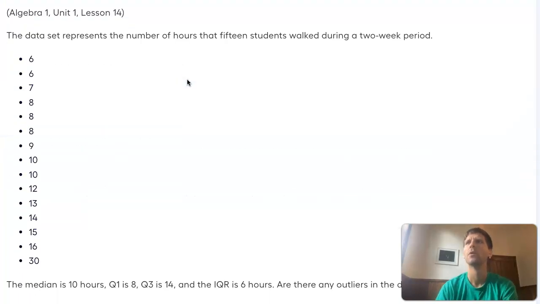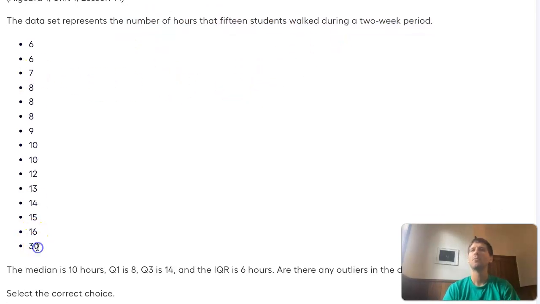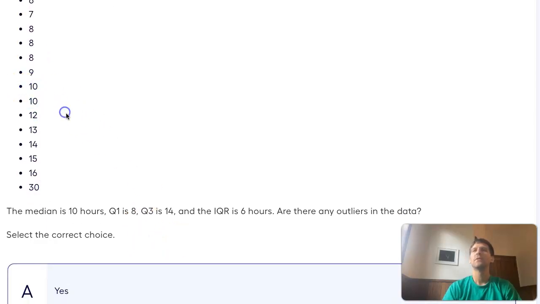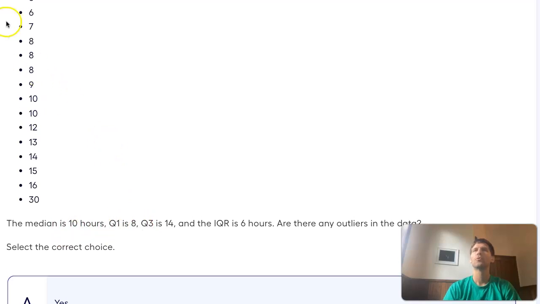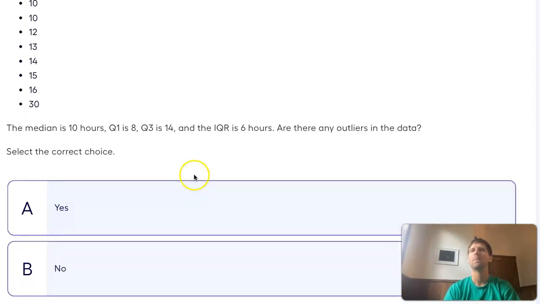Okay, question 4. Number of hours 15 students walked during a 2-week period. Wow, we got one big time walker, 30 hours. We've got a median of 10, they're telling us. The first quartile would be an 8. The third quartile is 14. And the interquartile range is 6 hours. Are there any outliers in the data?